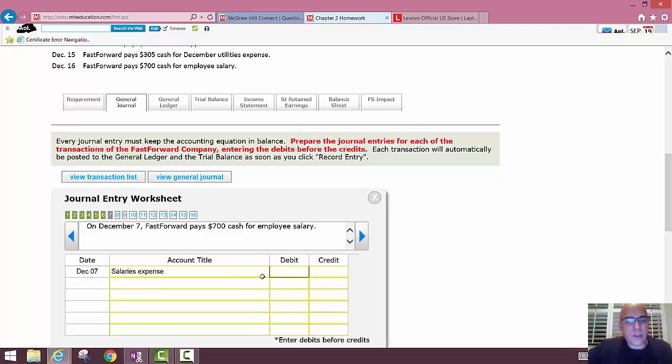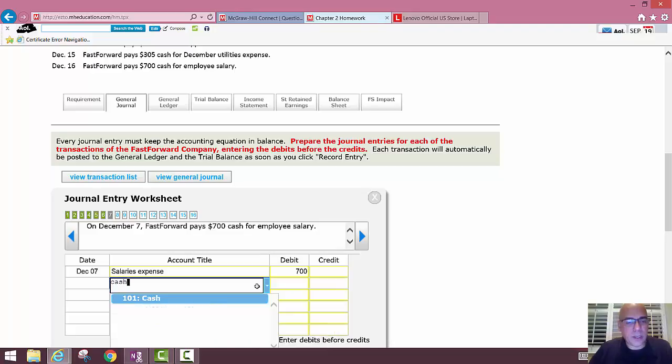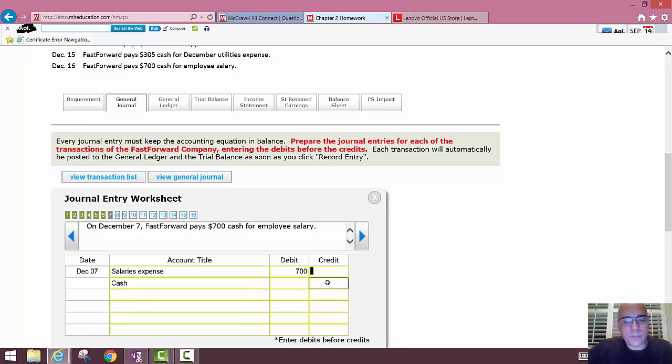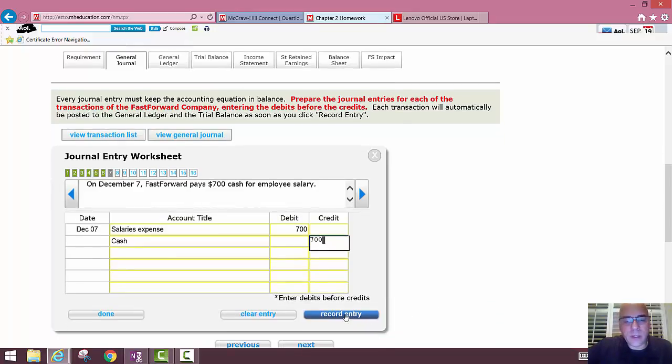You can find it by the drop down, and you can see that the system allows you to search for the account you're looking for. But salary expense, right? Because I have to pay that employee's salary. To increase an expense, I debit it. And I'm paying cash, so clearly I have to what? I think you're starting to get the hang of cash by now. Cash is an asset, so I'm going to credit it for $700. Now I've paid that $700 cash. Record the entry.